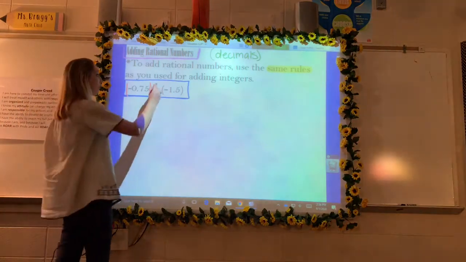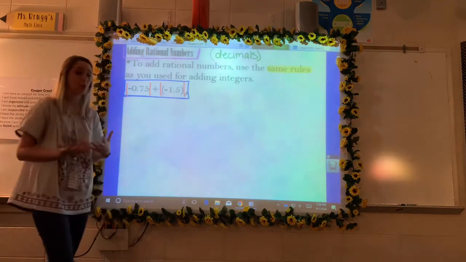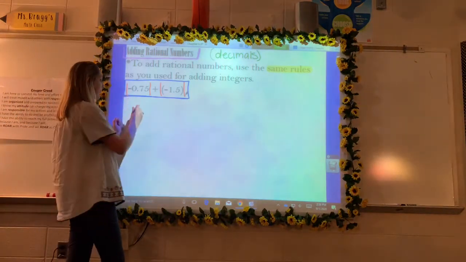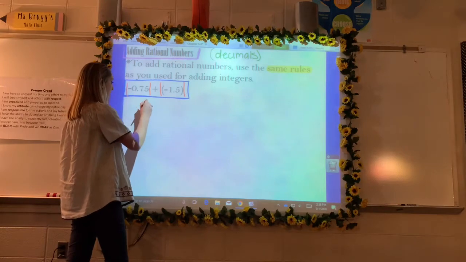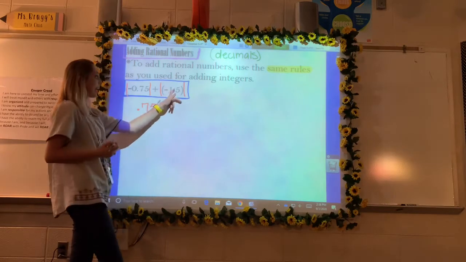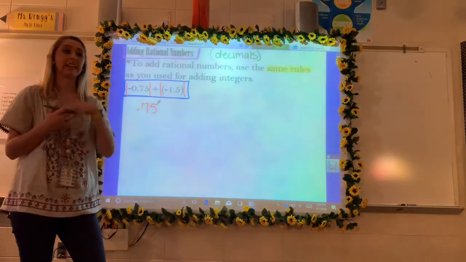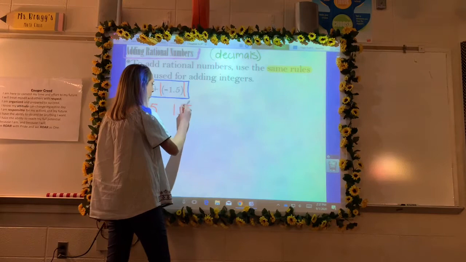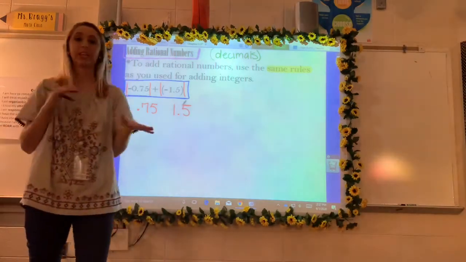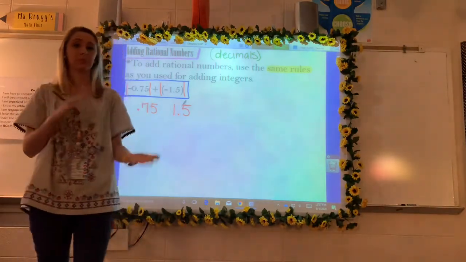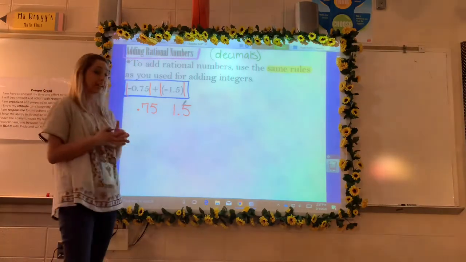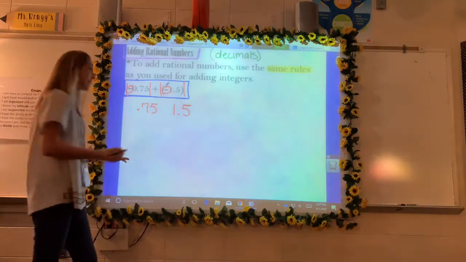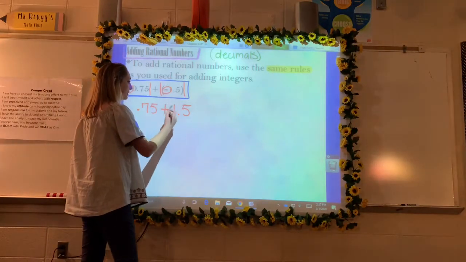Well, first we want to take the absolute value of both because it's easier to work with positive numbers. So the absolute value of negative 75 hundredths would be positive 75 hundredths. And the absolute value of negative 1 and 5 tenths would be just 1 and 5 tenths. Now, we don't have to do any comparison here. We don't have to see which one's the bigger value to know which one we're taking from because they were both negatives. Okay? So we get to add them. We get to add these like normal.